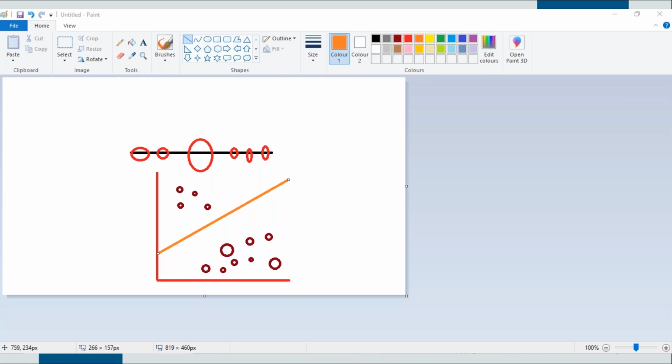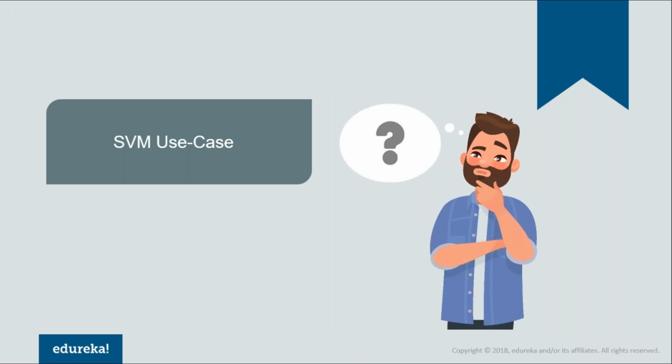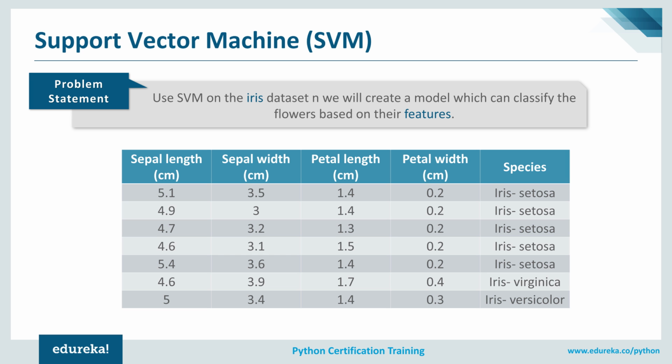So now moving ahead, we have an SVM use case. We'll be performing an SVM classification on the iris dataset. We've already understood what exactly the iris dataset is and what features it contains. So here is the problem statement. We have to use the SVM classifier on the iris dataset and create a model which classifies the flowers based on the features.